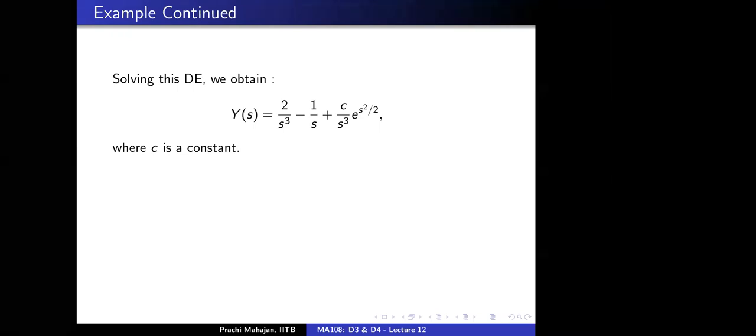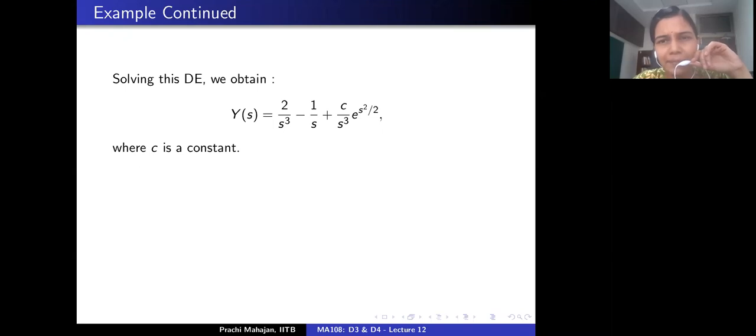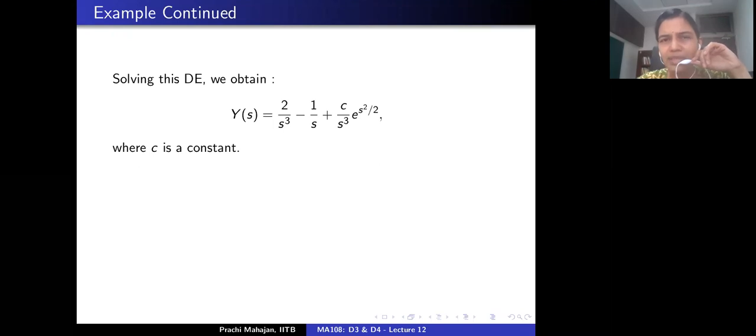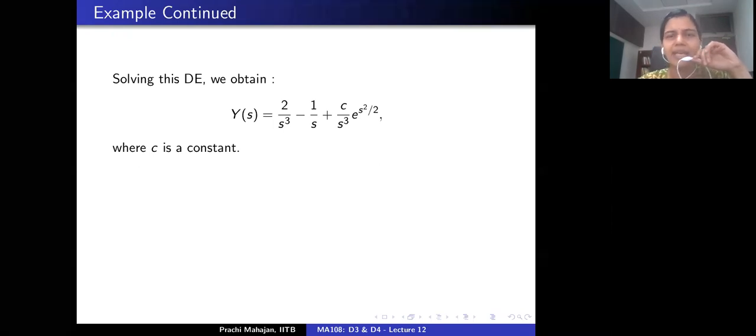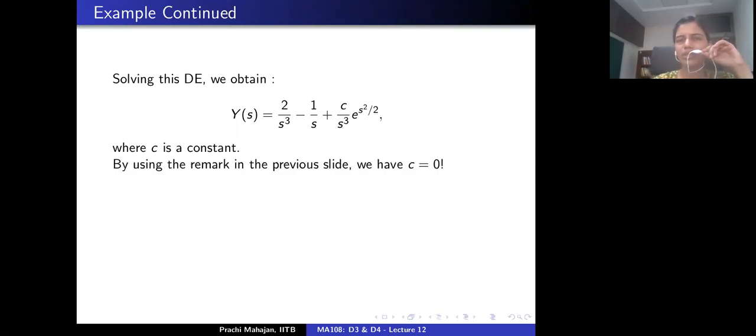Since as s tends to infinity, the function must go to 0 at infinity, because we apply the limiting behavior of the Laplace transform. Yeah, excellent. The limiting behavior of the Laplace transform forces us to conclude that the constant C must be 0.